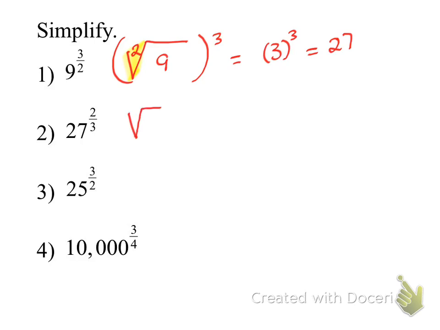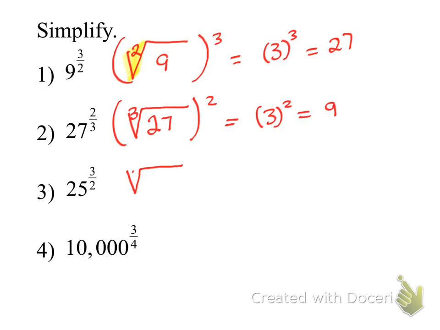Okay, let's do 27. What is the root? 3. And what's the base? 27. Do you think it's going to be easier to square it underneath or square it afterwards? Square it afterwards. Yep. So what is the cube root of 27? 3, and then I have to square it. So it is 9. You guys with me? Okay, the next one.